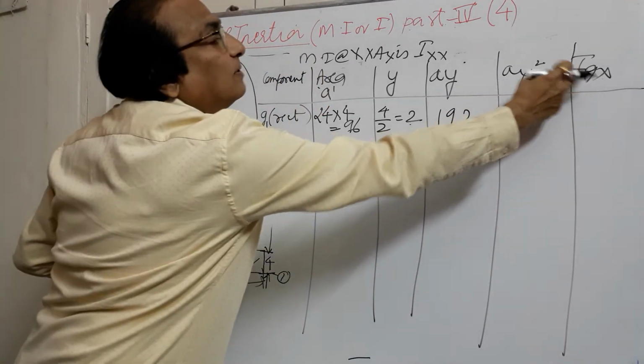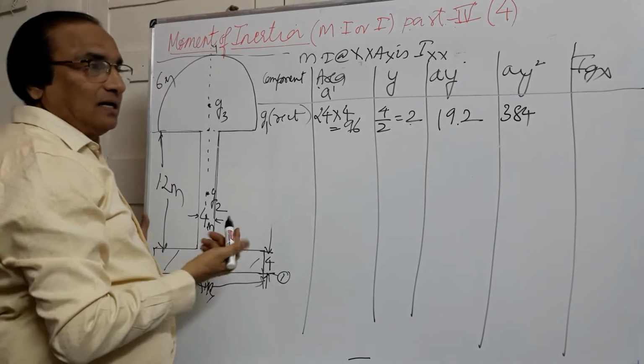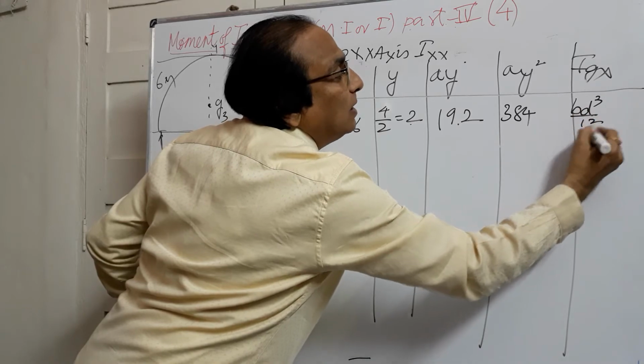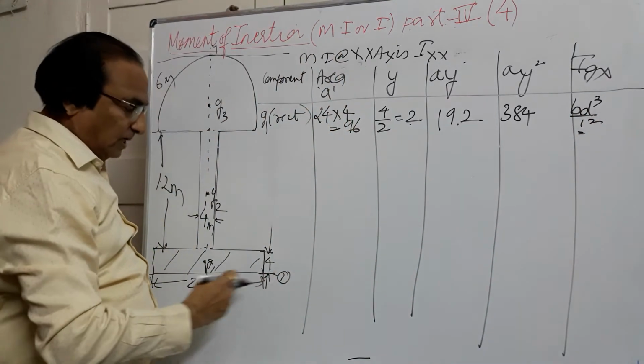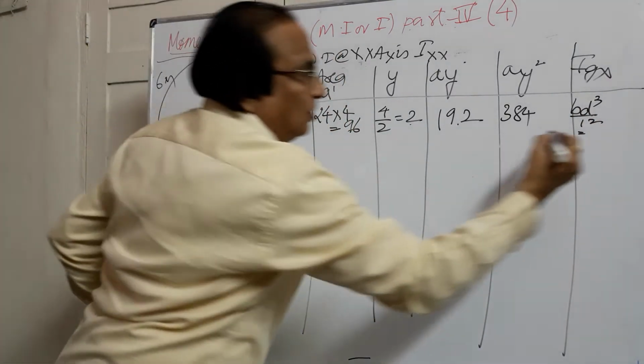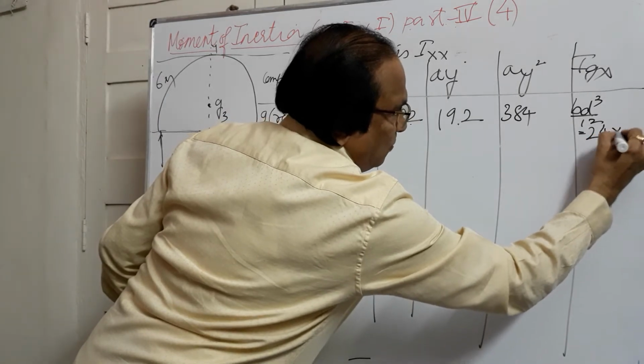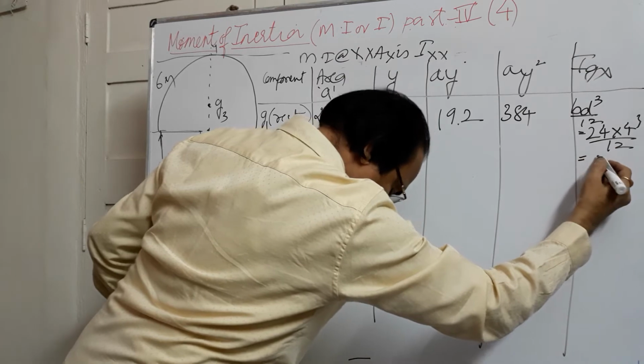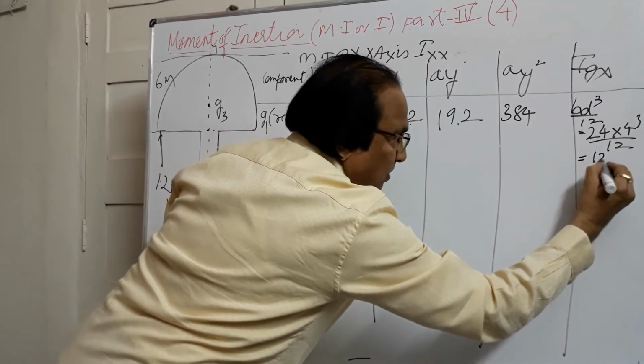Now I self, we know it's a rectangle. Moment of inertia of a rectangle is given by b d cubed by 12. So here b is 24 and d is 4. So this will be 24 into 4 cubed divided by 12. If I simplify this, I get this value as 128.